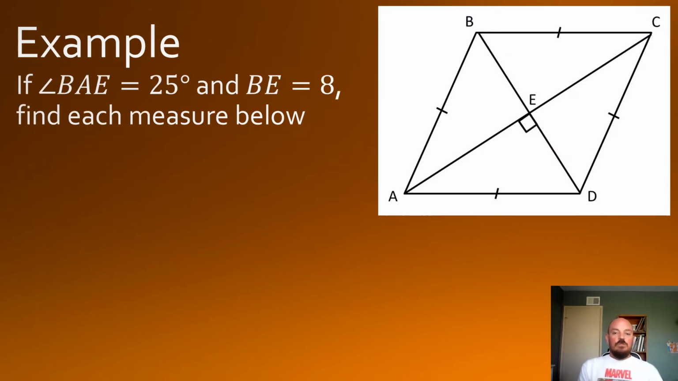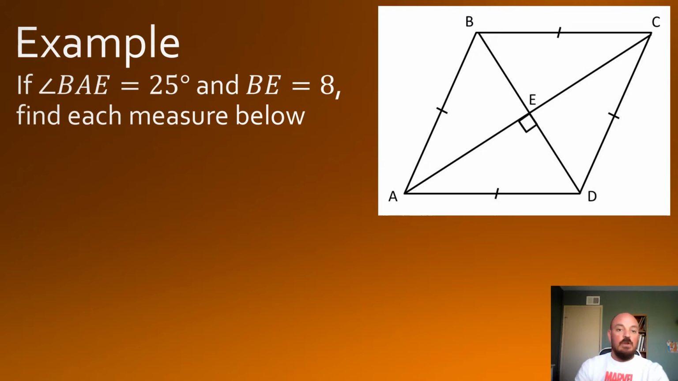Okay, so let's do an example. I gave us a rhombus, and you can tell it's a rhombus if you look at the picture. All four sides are marked congruent to each other. That's how you would know it's a rhombus, by looking at the picture. Then I drew in the diagonals, and I can see there's a right angle in the middle, which was one of our theorems. And I gave you a couple values.